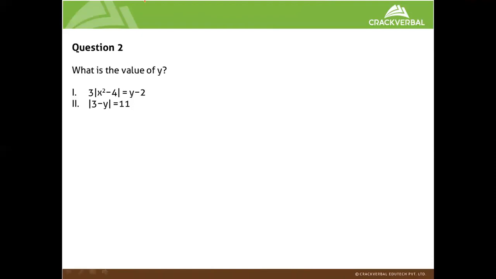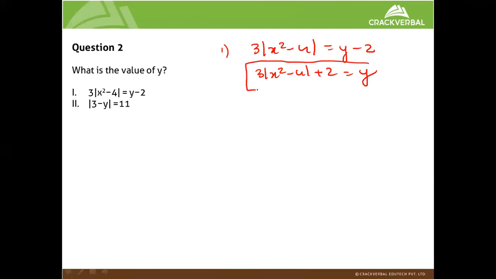What is the value of y? Remember, this is a value data sufficiency question, so I need one definite answer, right? First statement says 3 mod of x square minus 4 is equal to y minus 2. And remember, you're working for y, so y is going to be 3 mod of x square minus 4 plus 2 is equal to y. Now, for those of you who just wasted your time putting in values for x or splitting open this mod and solving, it was just a waste of time.